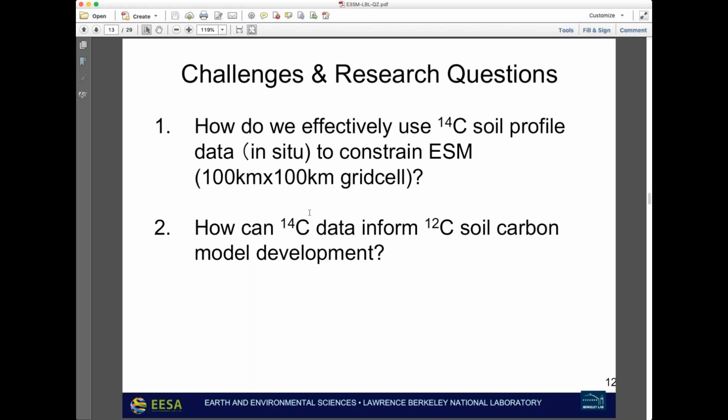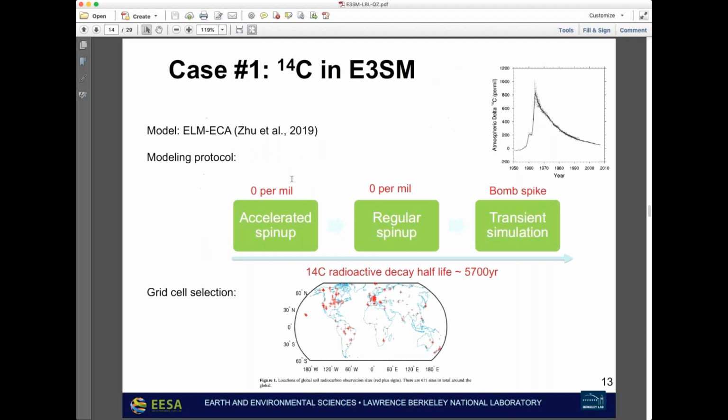So we're not satisfied with just doing the bias correction. We wanted to know why it's biased, and then lead later on to a physical correction, so, introducing a new mechanism or changing the parameterization scheme, something like that. And so case study one is 14C in the Earth system land model.